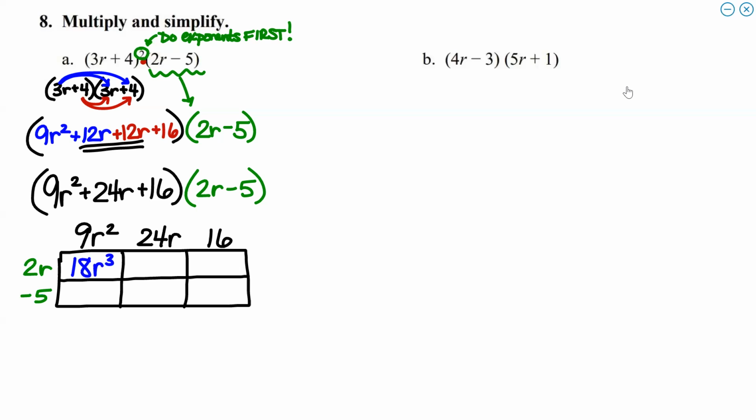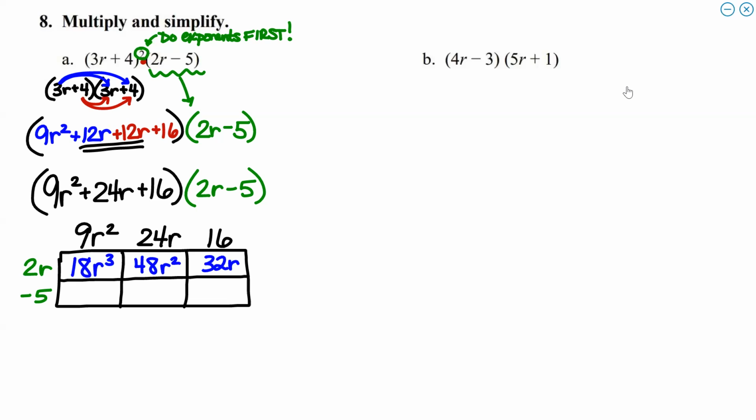Then I'm going to take this 2r and multiply it to the next column. So 2r and 24r. 48r squared, yes. And then same row, so 2r, and I'm going to multiply it to the last column. So 2r and 16. 32r. So far, so good? So instead of having a whole bunch of arrows, I've put them in little boxes for me.